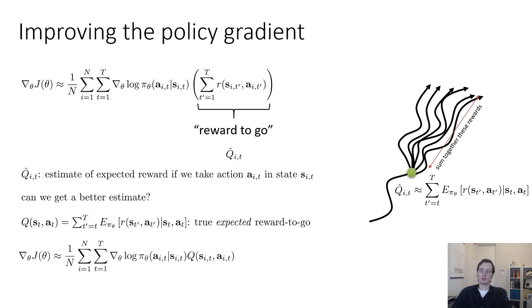All right. So if we somehow had a better estimate of the expected reward to go, let's call it Q instead of Q hat, then we could simply substitute it in place of Q hat and get a better policy gradient estimator. So what we'll discuss next is ways that we can estimate this expected value that are better than simply summing up the rewards along the trajectory that you actually got in reinforce.